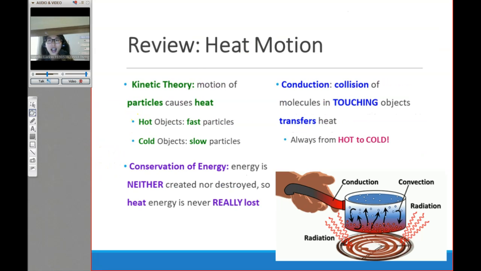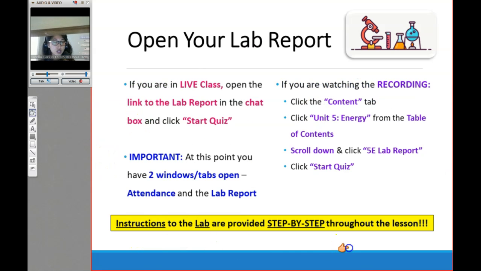Again, I will be giving you the instructions for the lab step by step. I do the lab in front of you in the recording, so you'll just need to be getting the data from the recording.